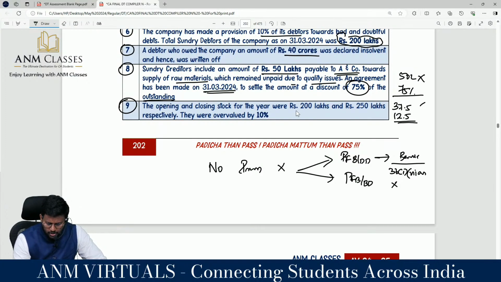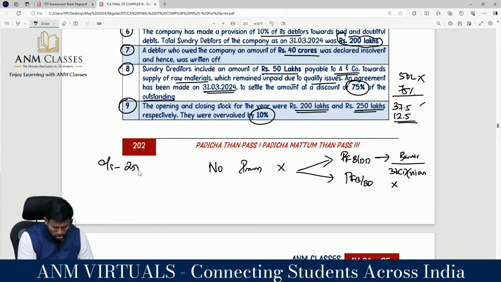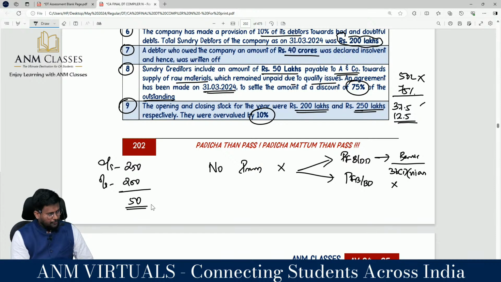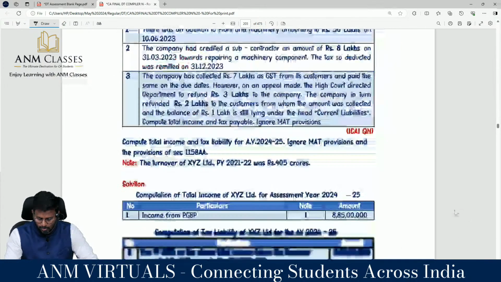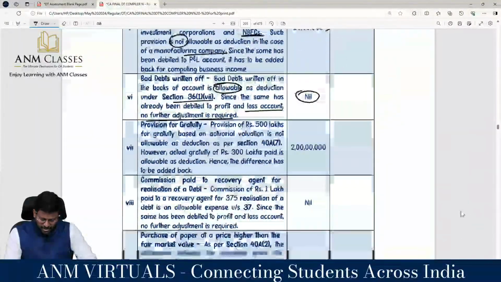Opening stock and closing stock for the year were 200 lakh and 250 lakh respectively. They were overvalued by எத்தனை percent? Opening stock overvalue பண்ணா profit கம்மியாகும். Closing stock overvalue பண்ணா profit அதிகமாகும். Right? அப்ப closing stock எவ்வளவு lakh? 250 lakh. Opening stock 200 lakh. 250 இந்த 200 போச்சுனா so 50 lakh closing stock overvaluation. Net 50 lakh closing stock overvaluation na calculator 50 lakh divided by 110 into 10 போட்டேனா எவ்வளவு வருது? 4.54 lakhs.